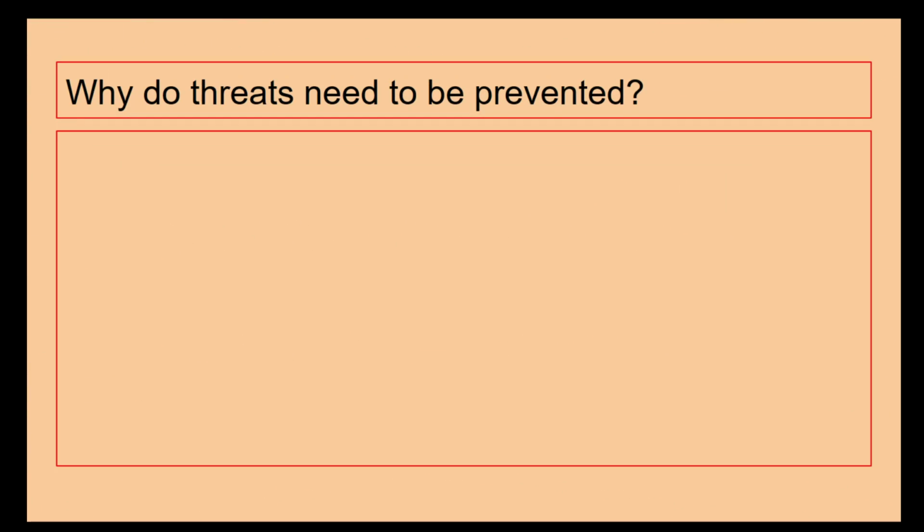So, threats need to be prevented to make sure bad things don't happen. It's as simple as that. If we are thinking about online banking, threats need to be prevented to make sure that people's money doesn't go missing, that companies' money doesn't go missing, companies don't go bankrupt, and blackmail doesn't happen. So, threats need preventing to make sure that the bad guys don't win, essentially.